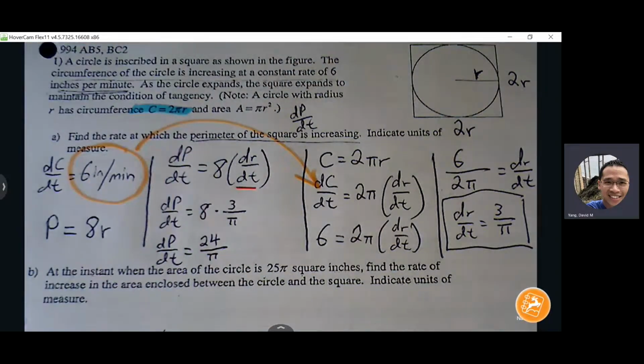I get 24 over pi. What's our unit of measure? Good. Perimeter is still a one-dimensional unit. It's only area and volume that have something different. Everything else is one-dimensional. So, inches per minute.